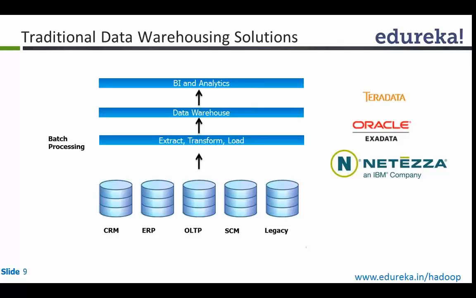So let's quickly jump on to how traditional data warehousing solutions are built in the enterprise world. Traditional enterprise data warehousing is built on top of relational databases, right? It is used to aggregate all the data from different sources, like say CRM, ERP, or OLTP applications, or SCM, or any legacy platforms. From all these data sources, the first step is to instrument them and aggregate all this data using some sort of ETL tool.